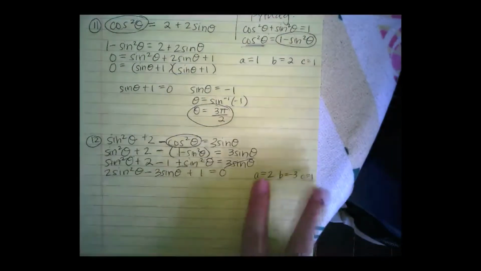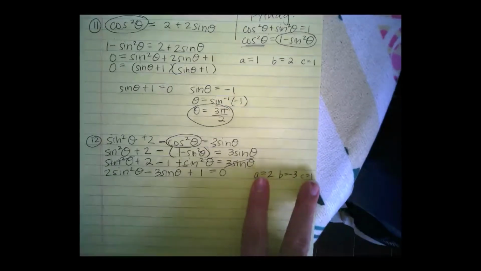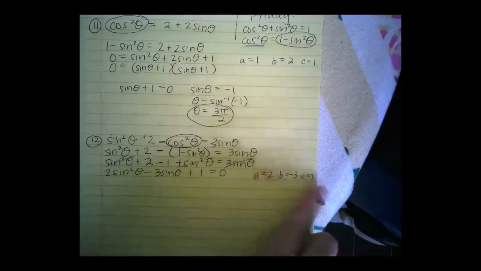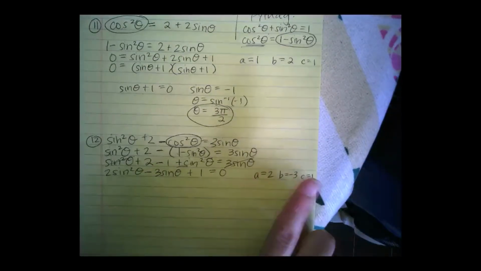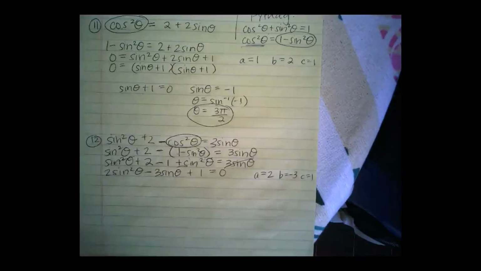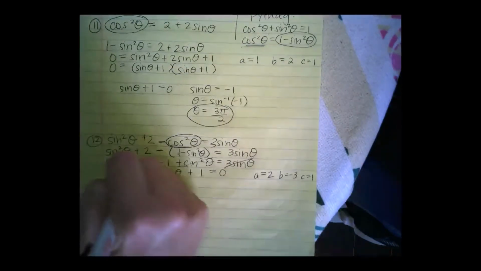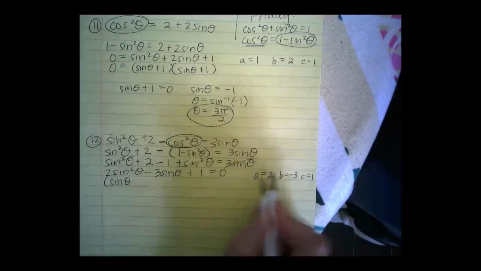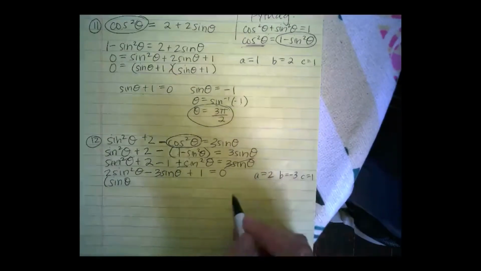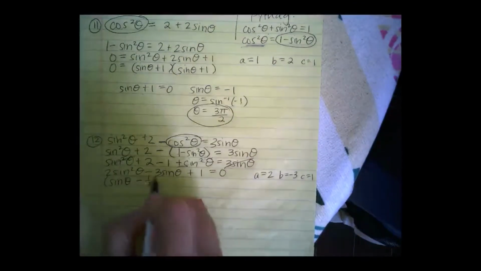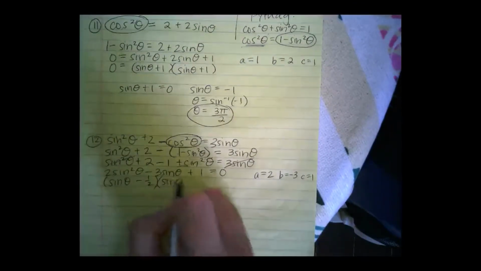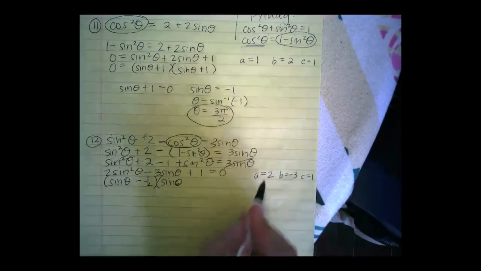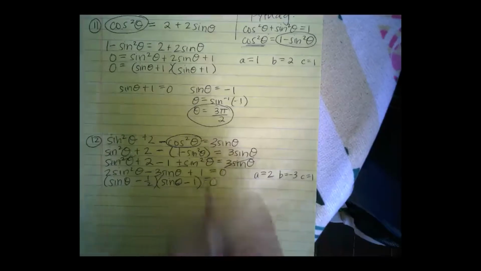So we're looking for numbers that multiply to equal 2 and add to equal negative 3. So what times what equals 2 that when we add them together equals negative 3? That would be negative 1 and negative 2. But I have to remember to divide them by A. So negative 1 divided by A, negative 1/2 sine of theta, negative 2 divided by 2 is negative 1.